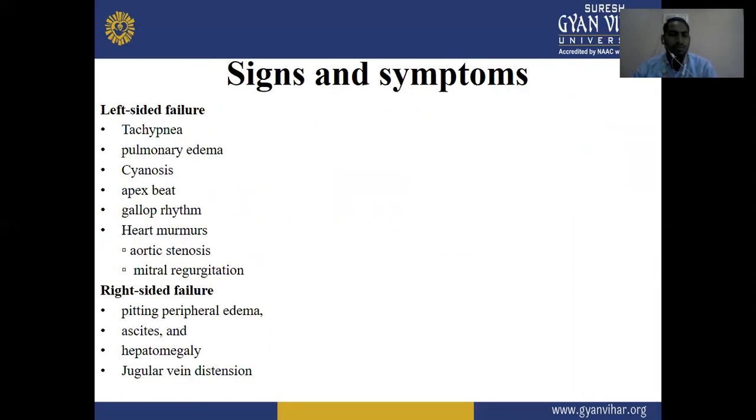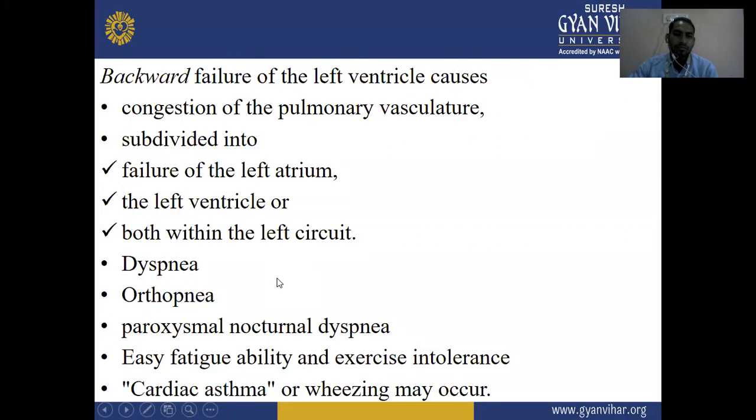Signs and symptoms. Left side failure: tachycardia, pulmonary edema, cyanosis, apex beats, gallop rhythm, heart murmurs, aortic stenosis, mitral regurgitation. These are the left side signs and symptoms. Right side failure: pitting peripheral edema, ascites and hepatomegaly, jugular vein distension. These are the signs and symptoms of congestive heart failure.